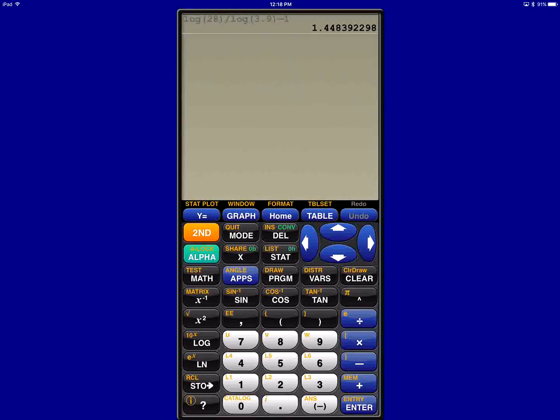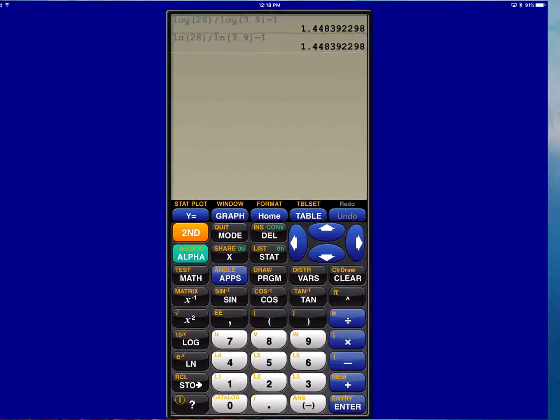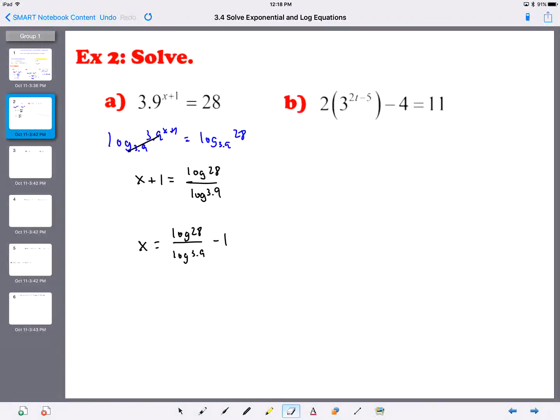Alright, what happens if we do natural log? I showed you this as well the other day. It doesn't matter what base we choose. So if I do natural log of 28 divided by natural log of 3.9, we're just using base e now, but by the change of base formula, it doesn't matter what base you change it to. So we still get 1.448 approximately. So x is approximately 1.448. And that's another way in terms of solving exponentials using those inverses.